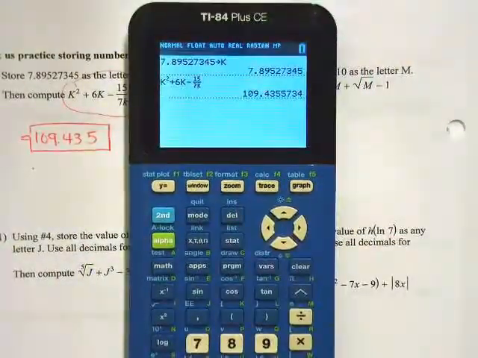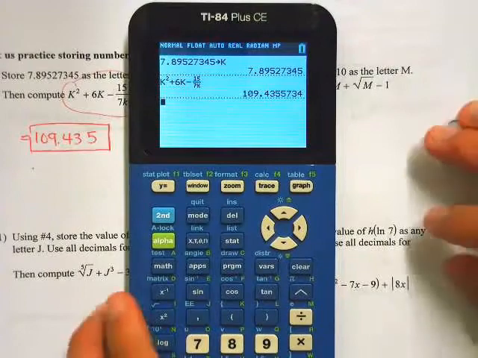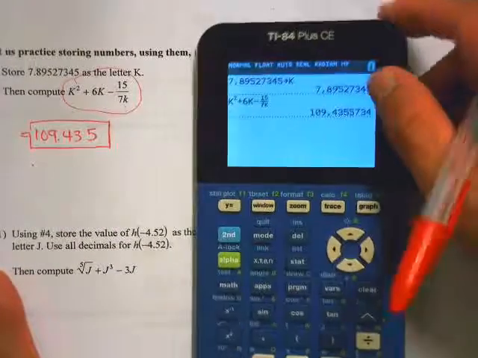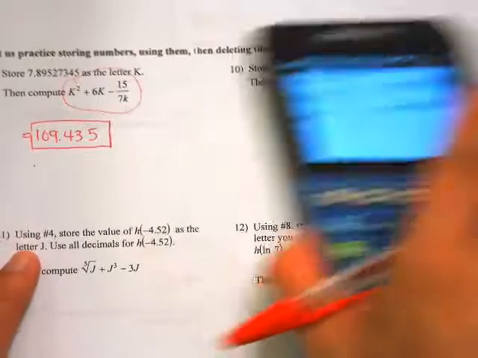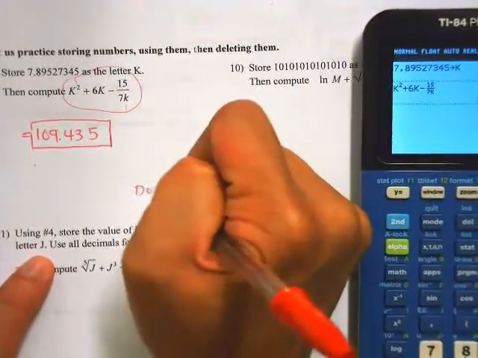Okay, and so that's how you are going to do numbers 10, 11, and 12. All right, it's up to you guys to do all these. Okay, so do numbers 1 to 12.